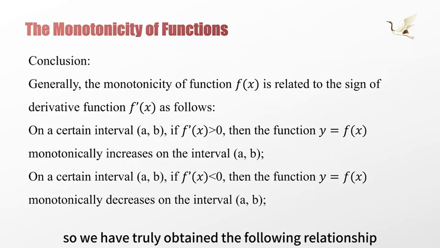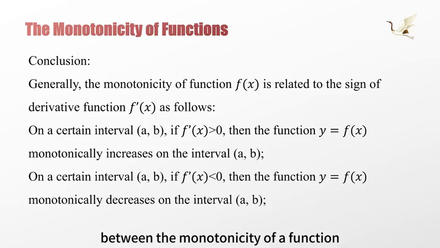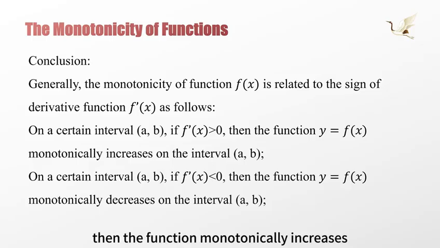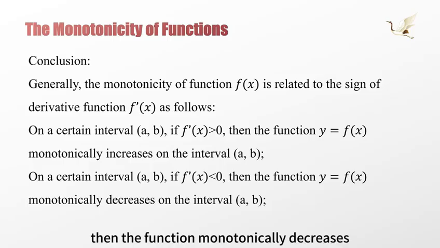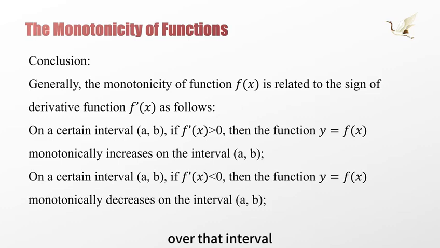So, we have obtained the following relationship between the monotonicity of a function and the sign of its derivative. On an open interval (a, b), if the derivative is greater than 0, then the function monotonically increases on that interval. If the derivative is less than 0, then the function monotonically decreases over that interval.